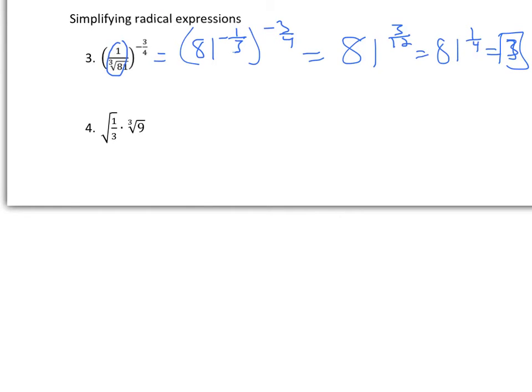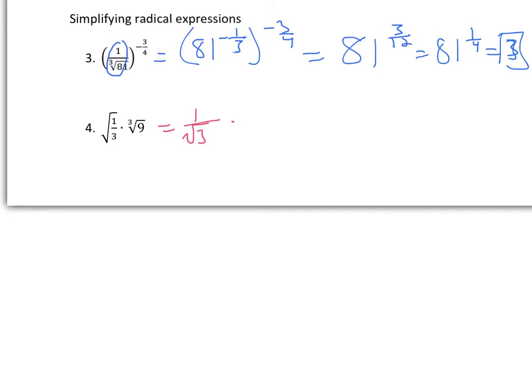And number 4. This is when you need to be able to start manipulating these equations. So you can't multiply these two together unless they have the same base. So let's rewrite them both in exponential form. Square root of 1/3 is the same as square root of 1 over square root of 3, which is just 1 over root 3.